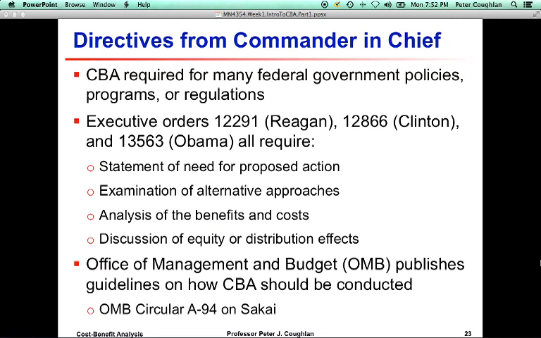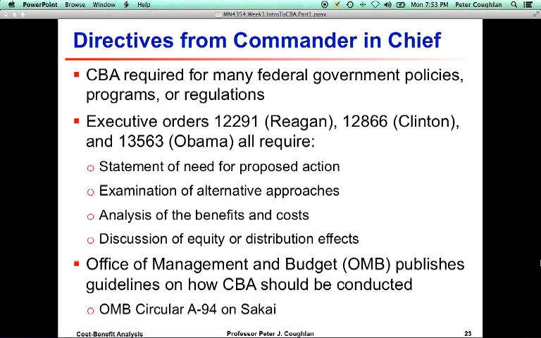Cost-benefit analysis is also something that's required in the federal government overall, for policies, programs, or regulations. Repeated executive orders, from Republicans and Democrats, Reagan, Clinton, Obama, have all issued specific executive orders requiring that any new, or even existing or continued, federal government policies, programs, or regulations must have a statement of the need for the proposed action, an examination of alternative approaches, what could we do instead, an analysis of the benefits and costs, and a discussion of the equity or distribution effects.